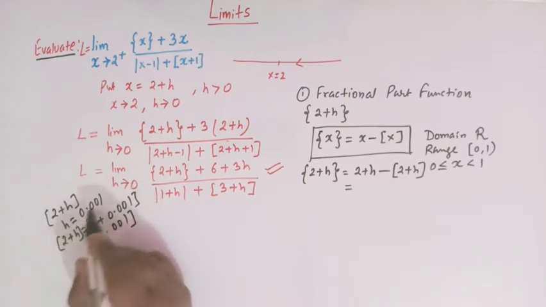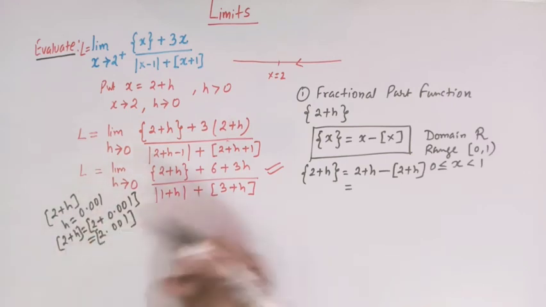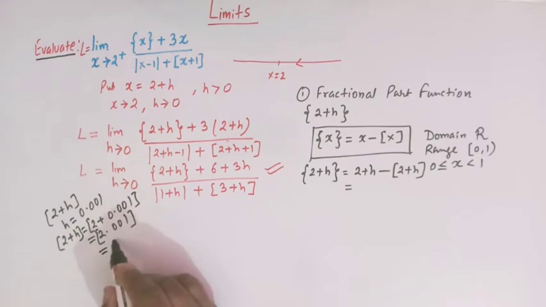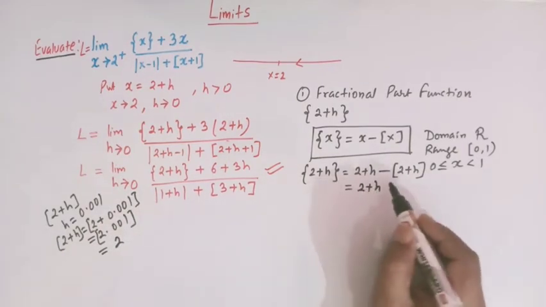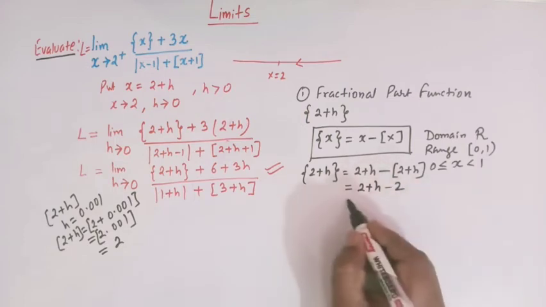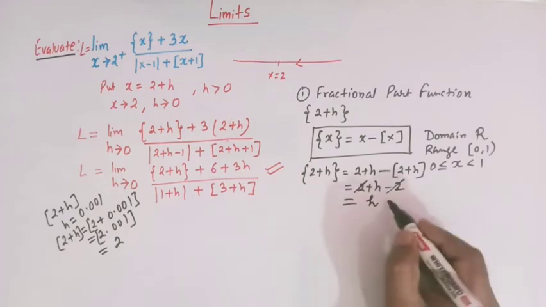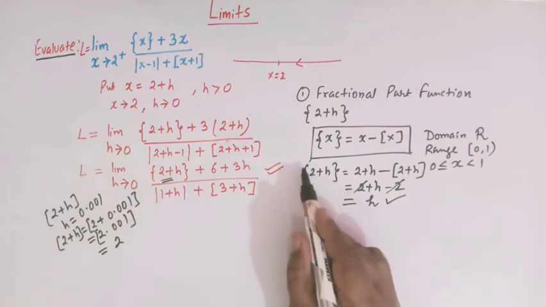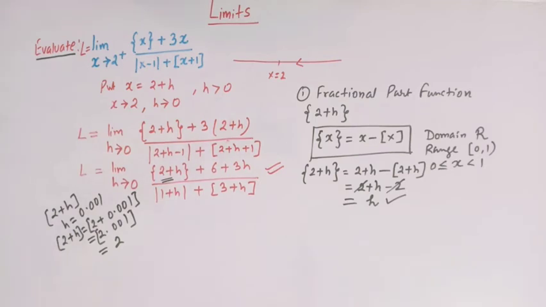So the greatest integer of 2 plus h is now equal to the greatest integer of 2.001, if we take, for example, h equal to 0.001, and we know that the greatest integer of 2.001 is simply 2, right? So here we can write 2, so we have 2 plus h minus 2, and 2 and 2 get cancelled, and we are left with only h, right? So here the fractional part of 2 plus h is equal to h, right?